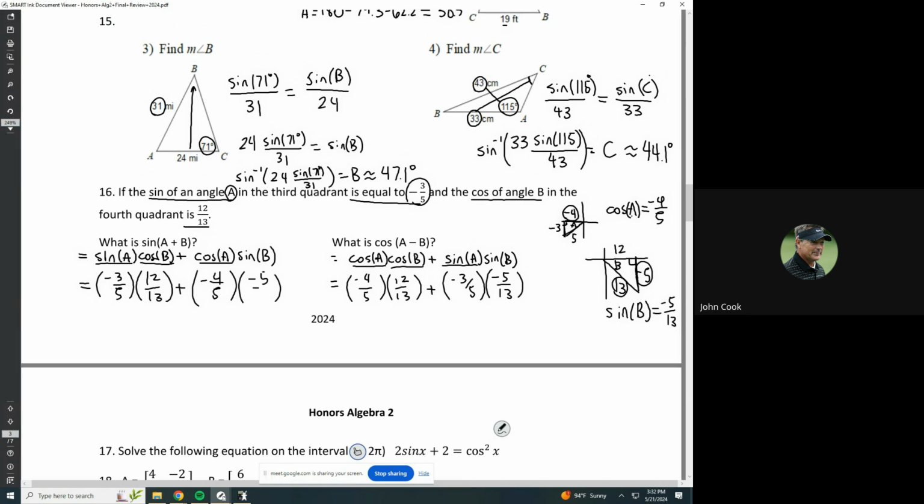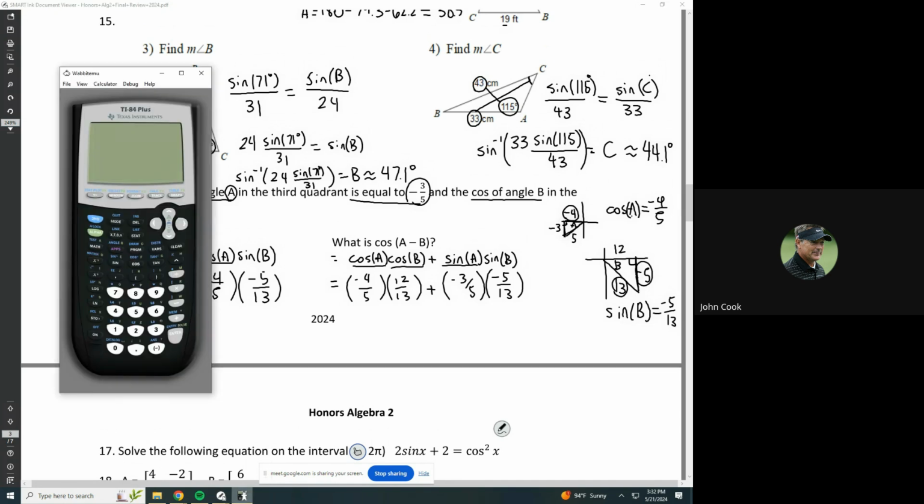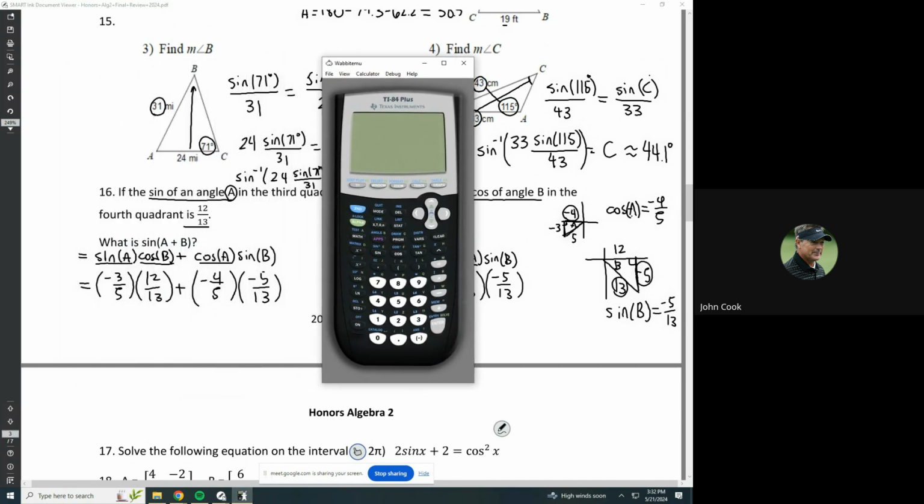Now you can spend your time multiplying all these fractions together and simplifying. You can probably get it done pretty quickly, but I'm just going to do it on my calculator, though. I hope you don't mind, just to make sure I get it right. So negative 3 over 5 times 12 over 13, plus negative 4 over 5 times negative 5 over 13. Okay, and I get some number, and then I'll just do math frac and see what that's going to be.